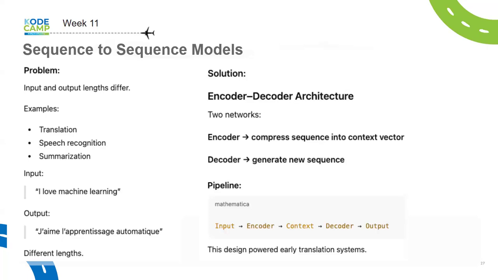That's a sequence problem. The main challenge with sequence problems is that the lengths are different. So how do we solve sequence-to-sequence problems? We use what we call an encoder-decoder architecture. We'll talk a bit more about this, maybe next week, because we'll also use it to lead ourselves into the concept of attention and transformers.